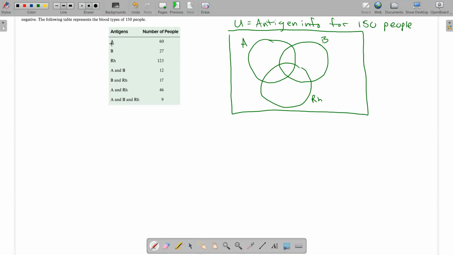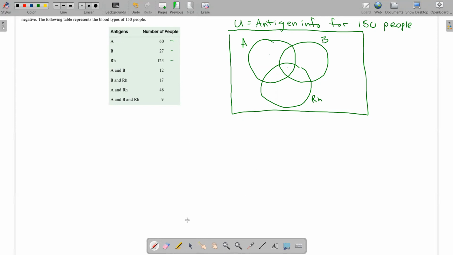Now, they say 60 people had antigen A, but of those 60 people, some of them also had B, some of them had B and RH, and some of them just had RH but not B. So that 60 people is in this whole circle, but this circle is made up of 1, 2, 3, 4 different rooms. So I don't know where those 60 people go. So I'm not ready to deal with this fact up here or that fact up there or that fact down there.